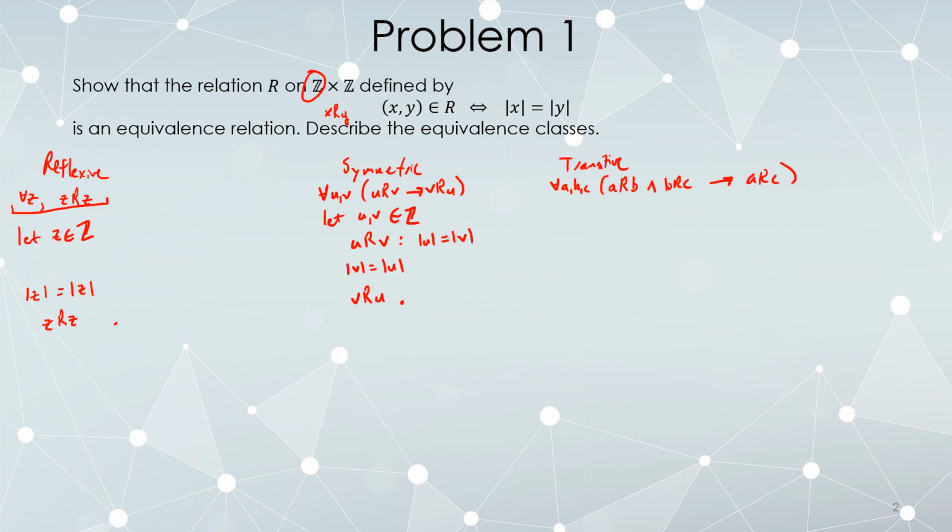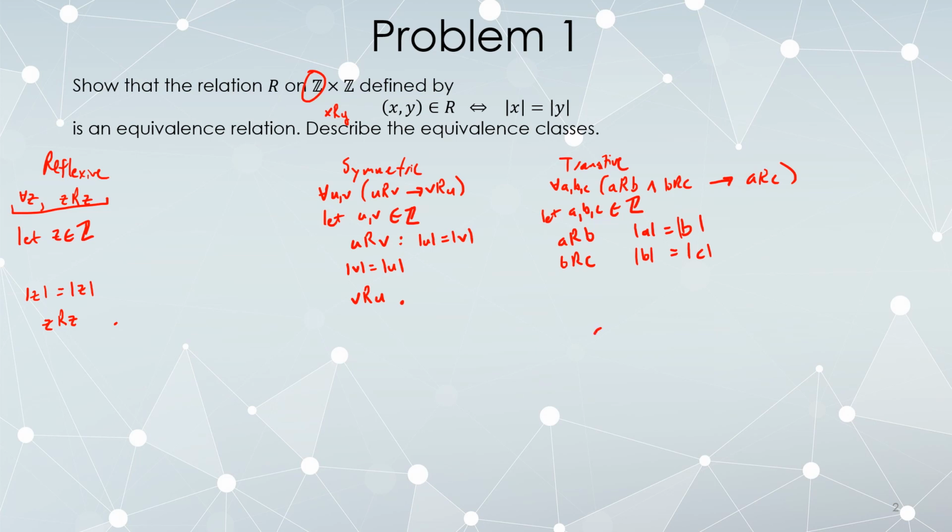Moving on to transitivity, we would say, let a, b, and c all be integers. We get to assume that a is related to b. In other words, the absolute value of a is equal to the absolute value of b. We get to assume that b is related to c. In other words, the absolute value of b is equal to the absolute value of c.